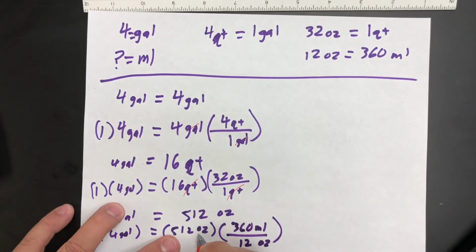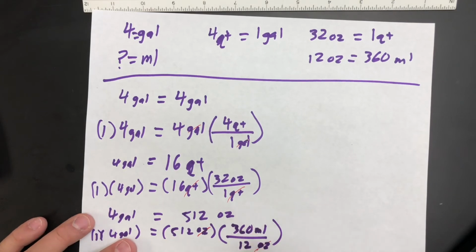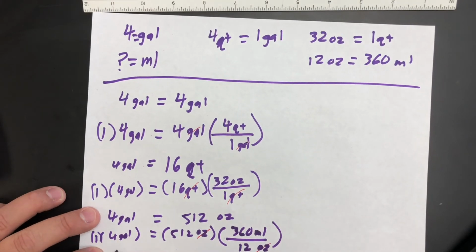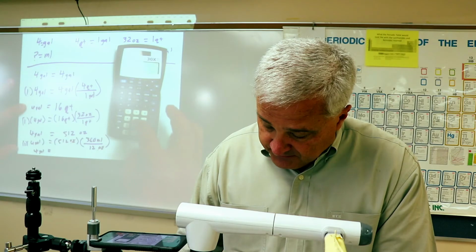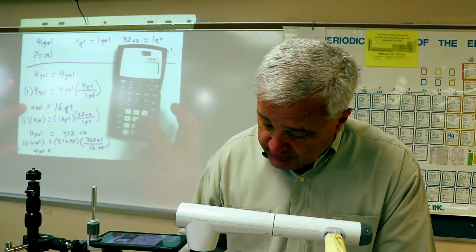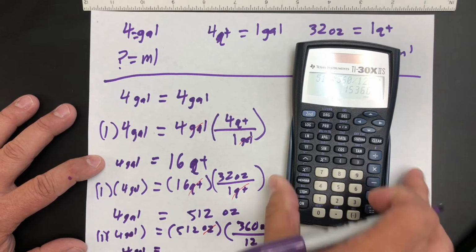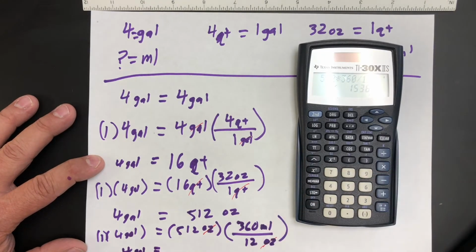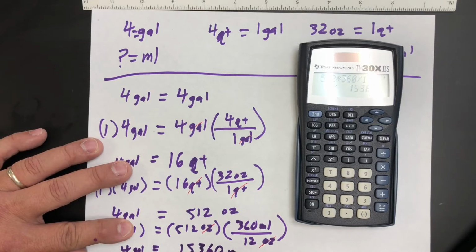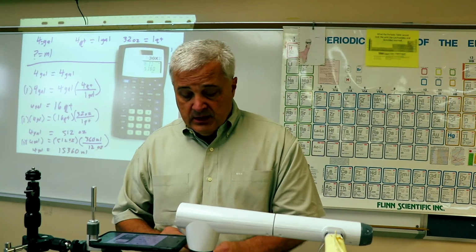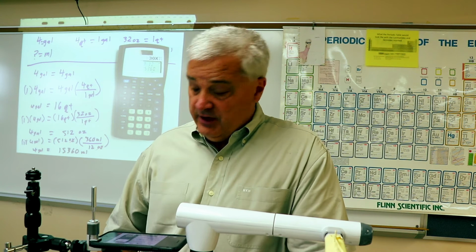The ounces will cancel. That's going to give me 512 times 360 divided by 12. 4 gallons equals 512 times 360 divided by 12, which is 15,360. 15,360 milliliters. Now, some of you Googled convert 4 gallons to milliliters and you probably got a different number.